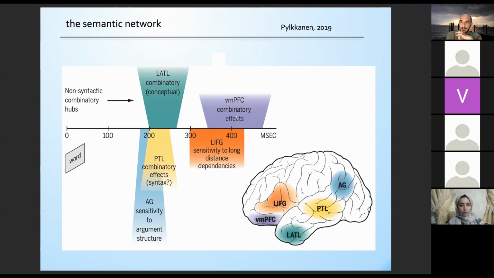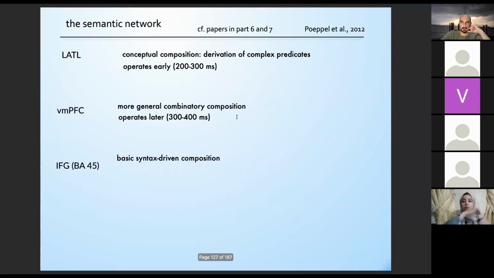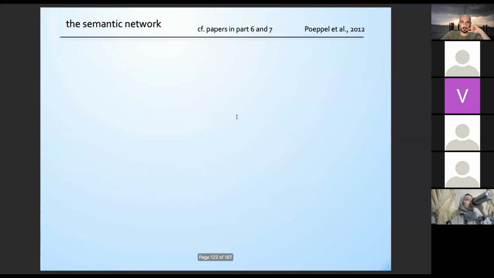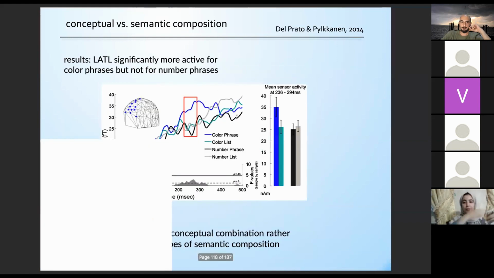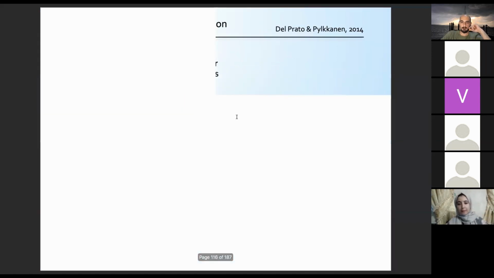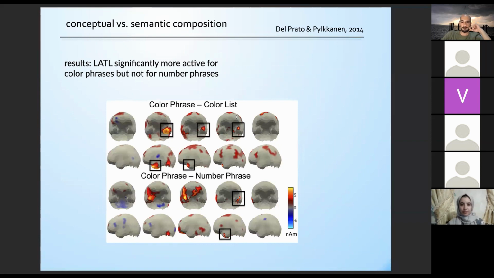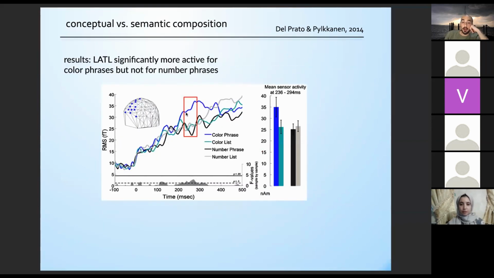I actually have a question. Yes, please. So about the two cups experiment, which area did they observe an increased activity in? In the color phrase condition, there was an increased activation somewhere, right? Right. So the color phrase is this blue line, right? So the idea is that the color phrase is the only condition that is different from the other ones.